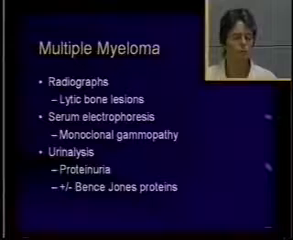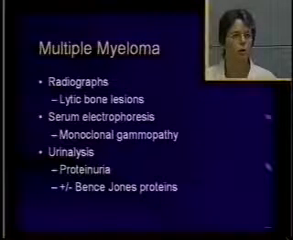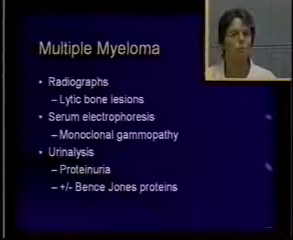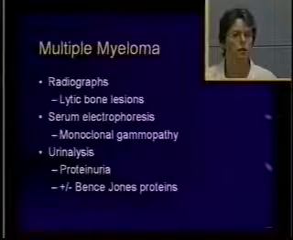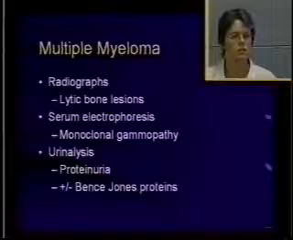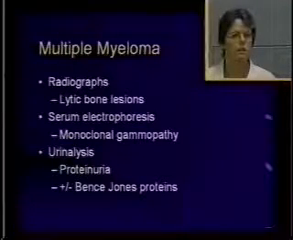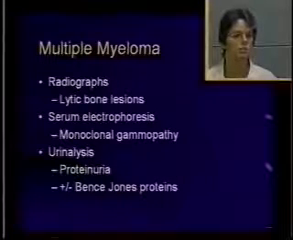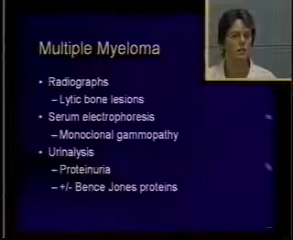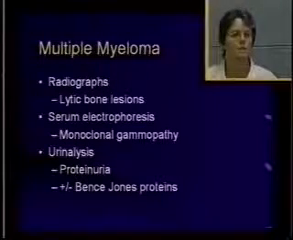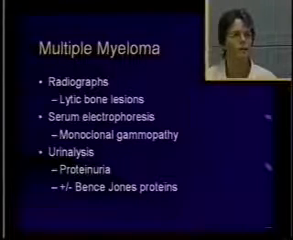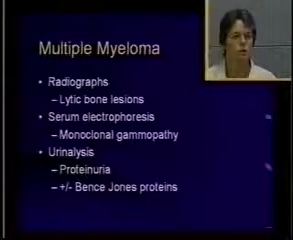Serum electrophoresis will often show a monoclonal gammopathy, and this is almost pathognomonic for multiple myeloma. There are a few other diseases, both infectious and cancerous, such as lymphoma, fungal infections, or ehrlichia, that can also cause a monoclonal gammopathy. But if you have a monoclonal gammopathy in conjunction with these lytic bone lesions, in conjunction with some of the other clinical signs, this, again, should raise your index of suspicion. On your urinalysis, you may find a proteinuria, and you may or may not be able to find Bence-Jones proteins.